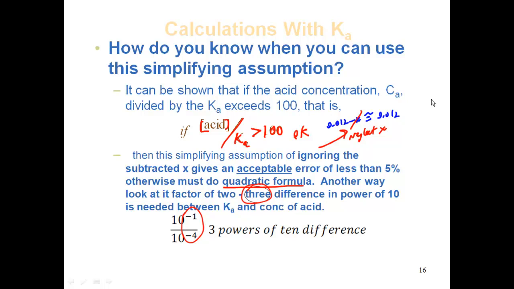Now, if it's 2 powers of difference, say it was -3 and -1, that's 2 powers of difference, it's questionable. It depends on whether this 10 to the -1 is on the upper scale and the 10 to the -4 is on the bottom scale. That power 2 difference may or may not work. So the best thing is to calculate it. If it's 2, then you should go ahead and do the calculation. If it's 3 powers of 10 or more, you're safe. You can go ahead and do your assumption.